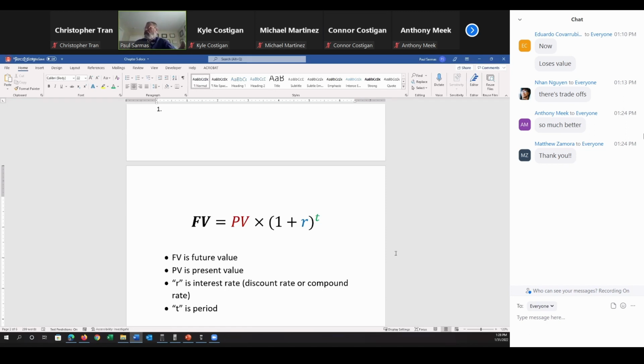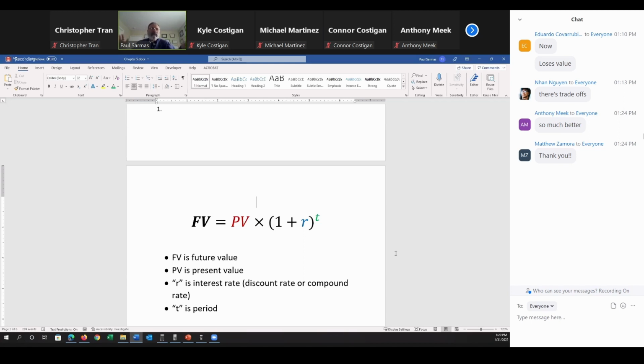If I look at this, if I give you any 3 variables, any of those 3 variables, I can ask you to calculate the 4th one. This is what I mean. I can give you present value today, interest rate, and period, and ask you to calculate future value. I can give you future value, interest rate, and period, and ask you to calculate present value.